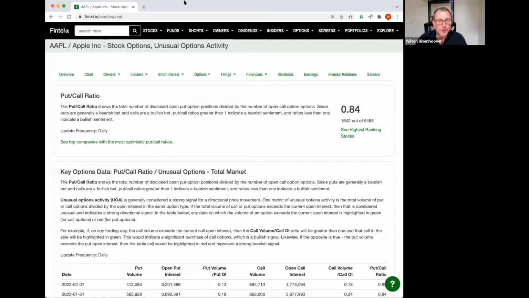In this case, the put call ratio is 0.084. So that's actually bullish, right? That means that for every 100 puts, there's 84 calls. Now, it should be the other way around. For every 100 calls, there's 84 puts. If this number is from 1 to 0, it's bullish. If the number is greater than 1, it's bearish.